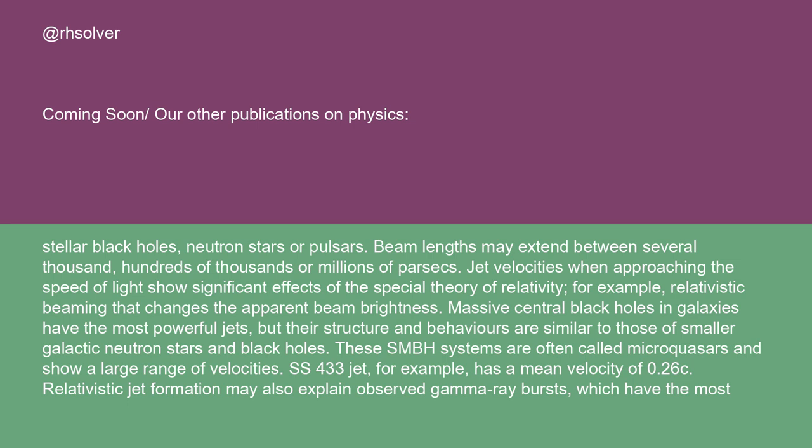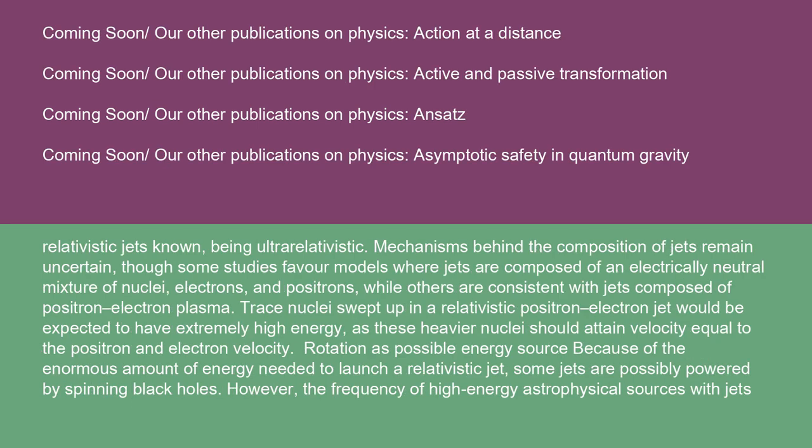These smaller systems are often called microquasars and show a large range of velocities. The SS 433 jet, for example, has a mean velocity of 0.26 c. Relativistic jet formation may also explain observed gamma-ray bursts, which have the most relativistic jets known, being ultra-relativistic.